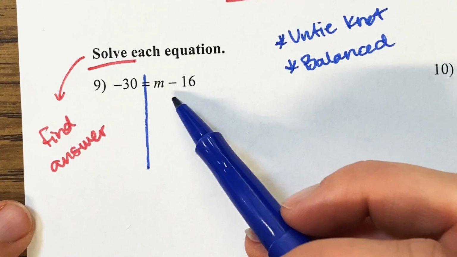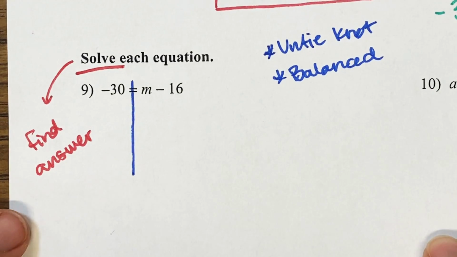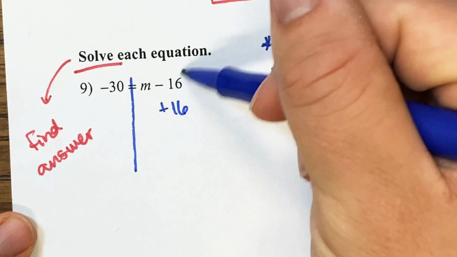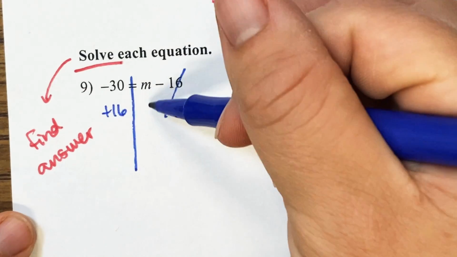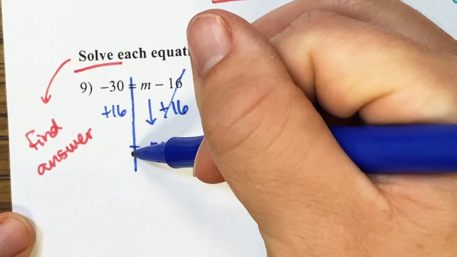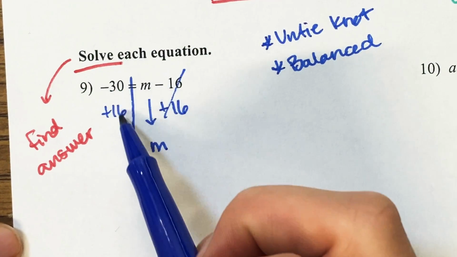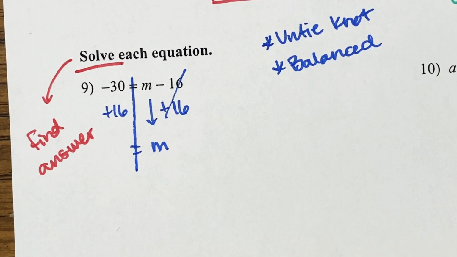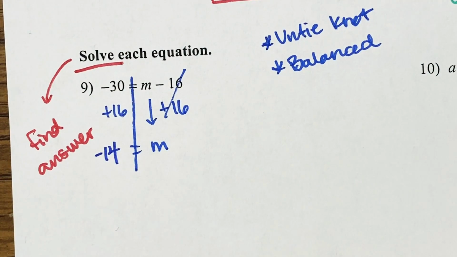So what is the opposite of minus 16? Opposite of subtract 16 is add 16, okay? So we untied it, but now we have to keep it balanced, so we have to do the same thing to both sides. Okay, bring down what's left over, which is your m. So now you have negative 30 plus 16. So you're in the negatives, but you're moving towards the positives. Remember, you're always welcome to use a calculator here. So negative 30 plus 16 is going to give you negative 14.